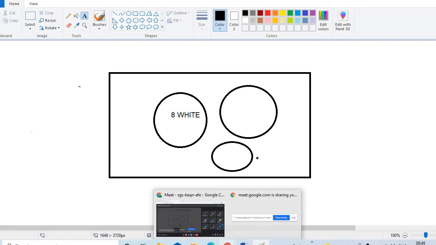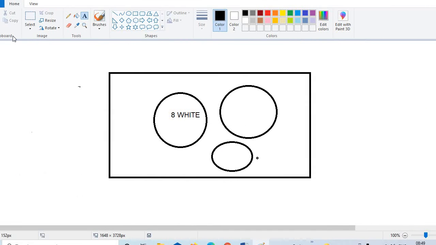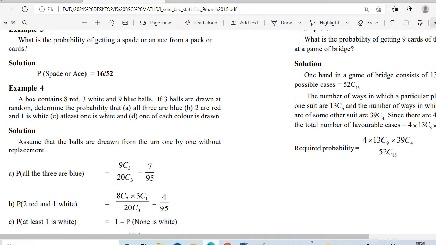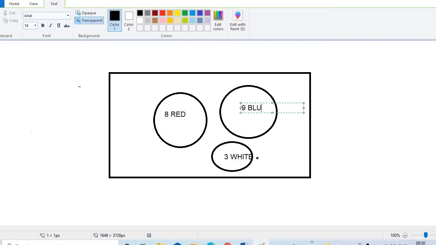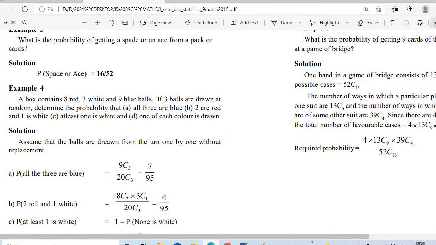Eight white, 8 red, then 3 blue. So we have to determine the probability that all 3 are blue. All 3 are blue, 2 are red and 1 is white.